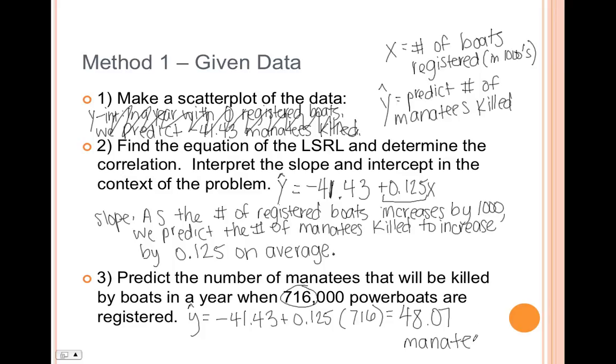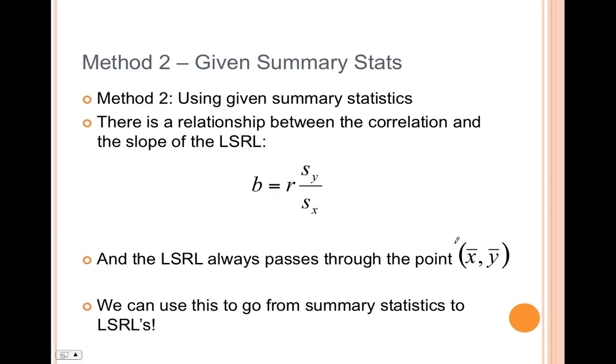I would not round this, okay? We're not talking about an actual number of manatees. We're talking about what our regression line predicts. So 48.07 is fine. Okay. That was the first method for finding the equation of the least squares regression line.